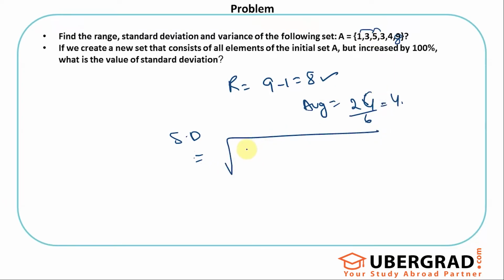4 minus 1 square is 3 square. 4 minus 3 square is 1 square. 4 minus 5 is minus 1 square. 4 minus 3 is 1 square. 4 minus 4 is 0 square. 4 minus 8 is 4 square.